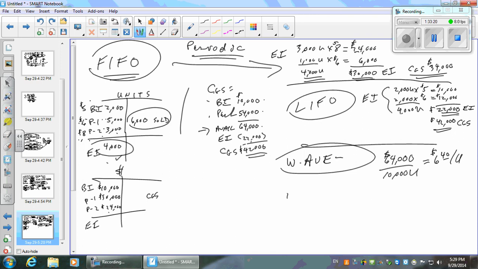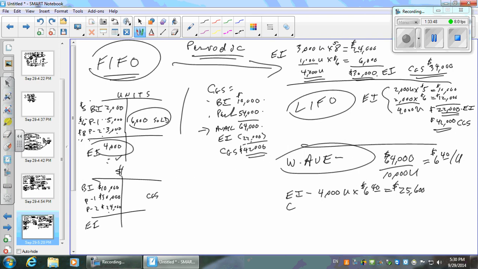So the ones in ending inventory are how many? How many units, guys, in ending inventory? 4,000. What did they cost? $6.40 each. Multiply that out. 25.6. And notice that inventory number is somewhere between the 30,000 for FIFO and the 22,000 for LIFO, right? It's an average kind of them.